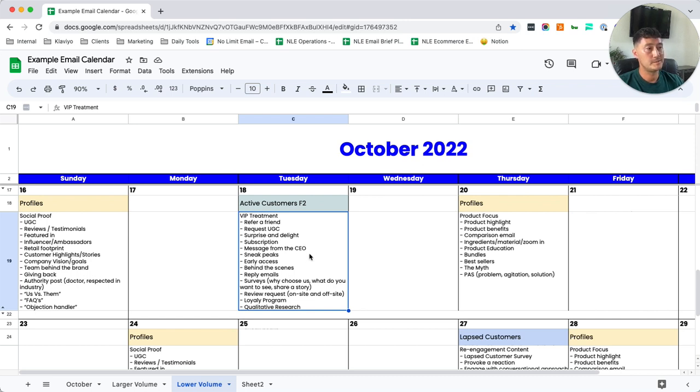Push them to subscription, give them a personal message from the CEO, so text-based only, just thanking them for being awesome. Show them sneak peeks, early access, behind the scenes, reply emails. So text-based emails they send out to them and you just try to get them to reply. Good for deliverability also. Surveys, like, why do you choose us? What do you want to see? Share your story, review requests, loyalty program, and any other sort of qualitative research that you want to do.